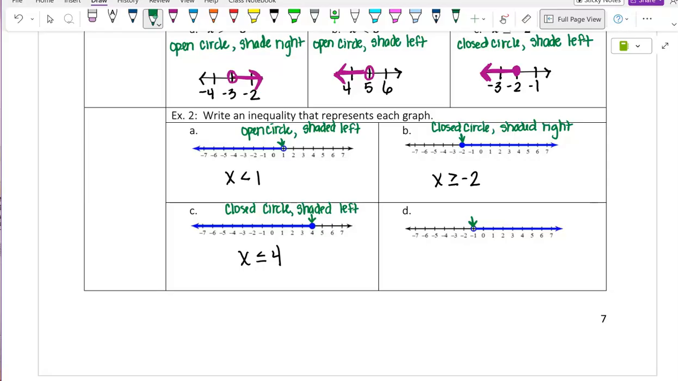All right, graph D, we have an open circle and it is shaded right. So open circle means less than or greater than. It's shading to the right, so it's greater than. So we would say x is greater than -1.